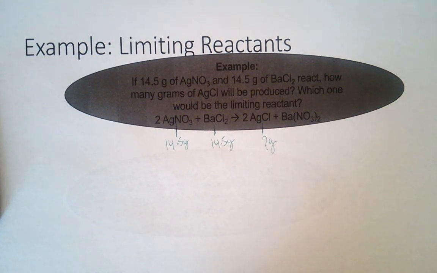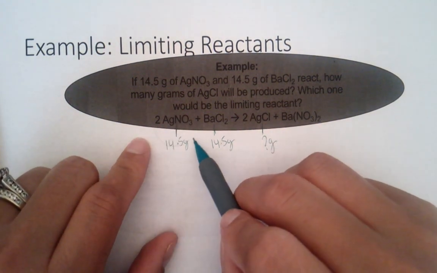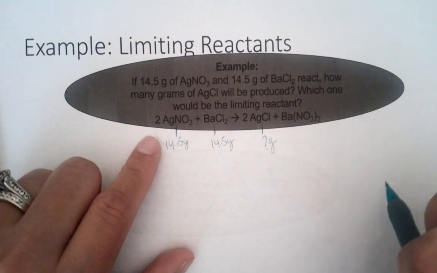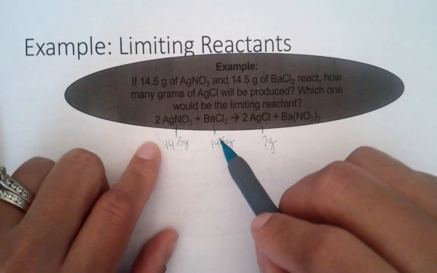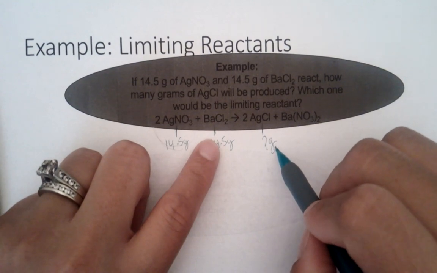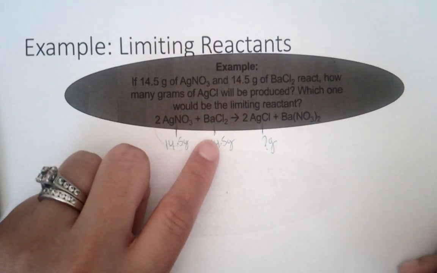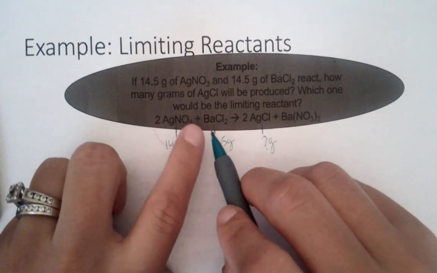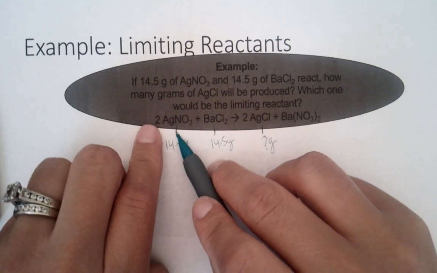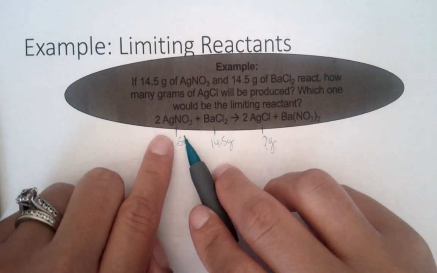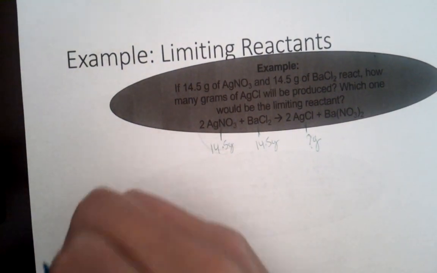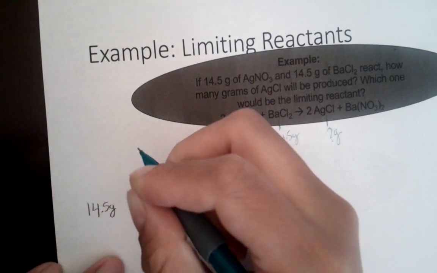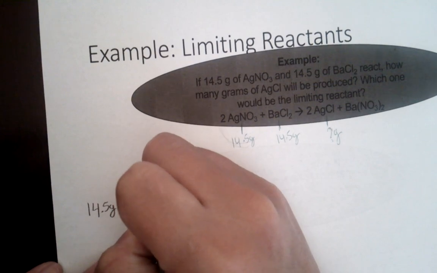So guess what? You're going to have to do this twice, which means that first you're going to start with this one, and you're going to figure out how many grams of AgCl you made. Then you're going to get a number there. Then you're going to start over with grams of this one and see how many grams of AgCl you make. You're going to compare the 2 numbers and see which one made less grams of AgCl. Whichever one makes less AgCl, that is your limiting reactant. So again, let's start with AgNO3 first. So we're going to start with 14.5 grams of AgNO3.